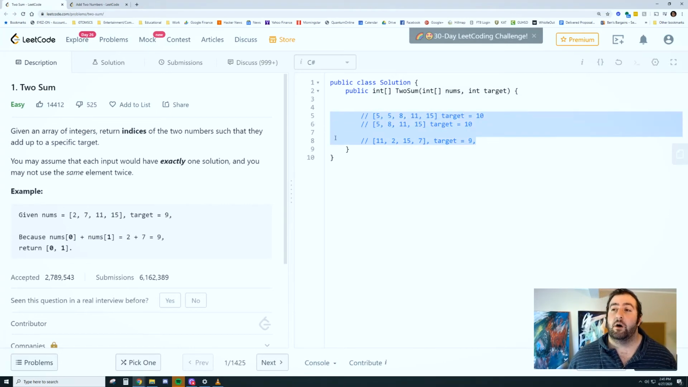Now, a few suggestions here. You're probably going to need to store your indexes in something. So you can either use that output int array, which only has 2 elements, or you can create some temporary int variables, which can either hold indexes or values. I recommend store the index. It's a lot easier. You don't have to store an extra value or do an extra lookup to figure out which index that value is at, especially if there's duplicate indexes in the array.